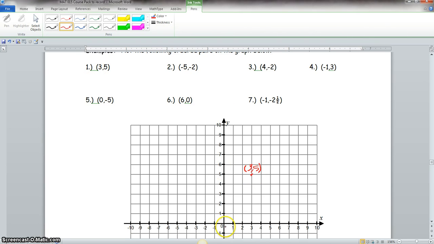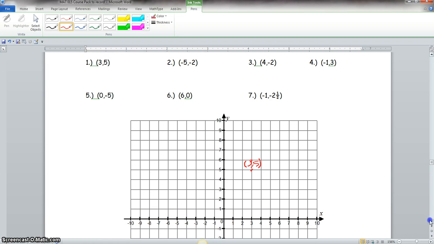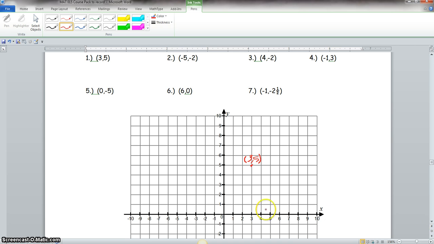Now number 2, you go back to the origin. Now X is negative 5, so we go to the left 5. And Y is negative 2. Let me scroll up a little bit here. Okay, we go to the left negative 5, or 5 places. And Y is negative 2, so we go down 2. So this is our point here. So we can write that ordered pair. It'll be negative 5, comma, negative 2.